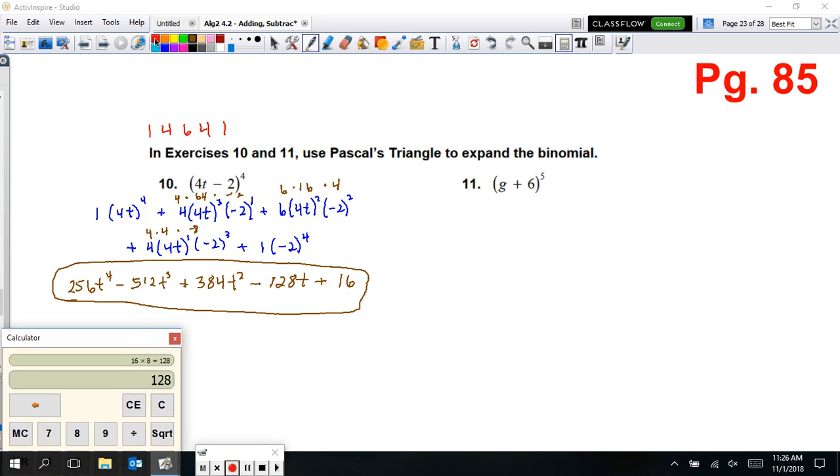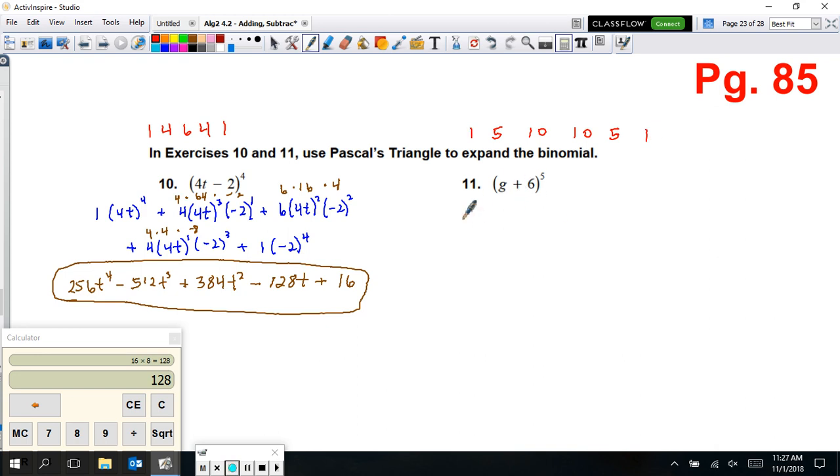We need the Pascal numbers again. So my Pascal numbers, when it's 5, it's got to have 6 numbers. It's going to be 1, 5. I'm just looking at my triangle back on page 84. So 1, 5, 10, 10, 5, and 1.